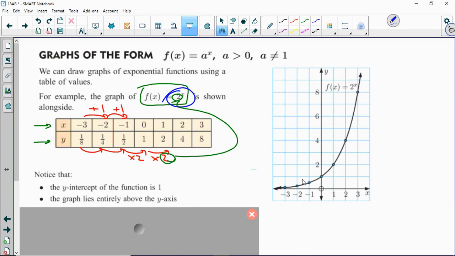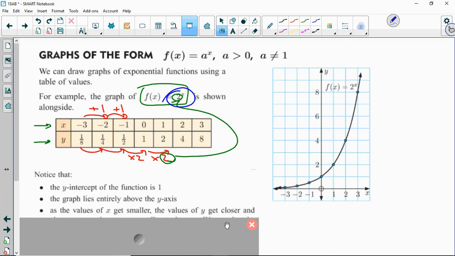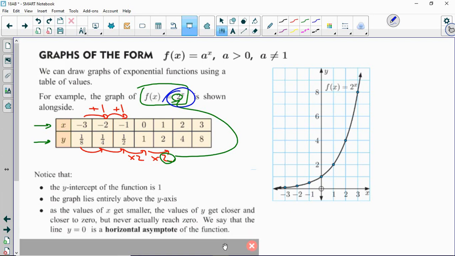And finally, we notice that as we move out here to the left, these y values are getting smaller and smaller and smaller. It's never quite going to reach 0, though, so we actually have a horizontal asymptote as x approaches negative infinity. As x approaches negative infinity, y approaches 0. As x approaches positive infinity, y approaches positive infinity. That's also something worth remembering.